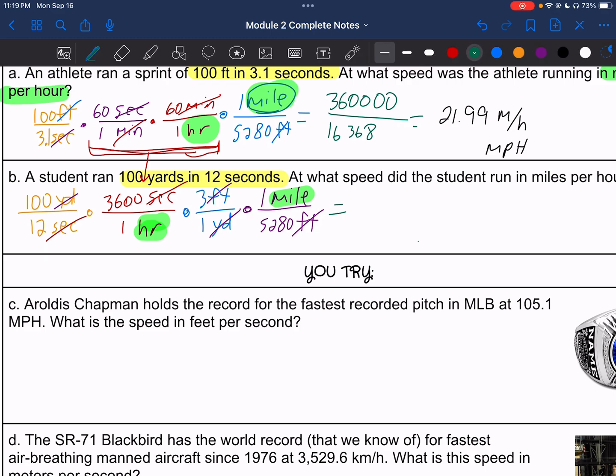So 100 times 3,600 times 3 times 1 is going to be 1,080,000 over 63,360. And then when you do that division, you get that the student ran 17.05 miles per hour. A somewhat unbelievable speed.